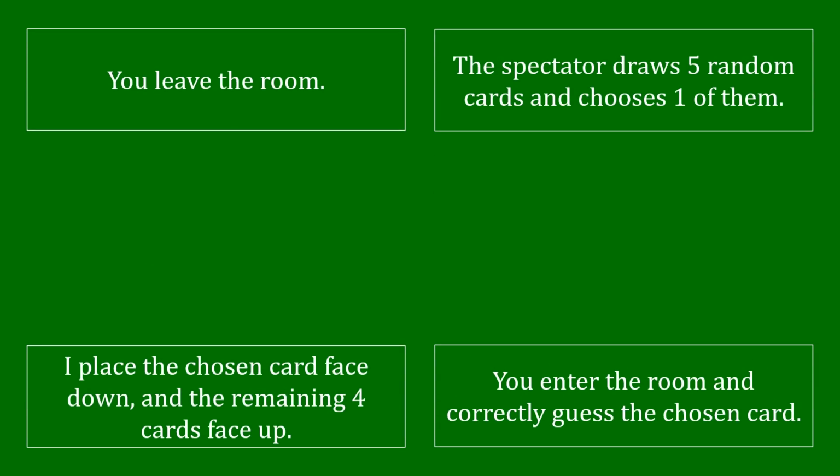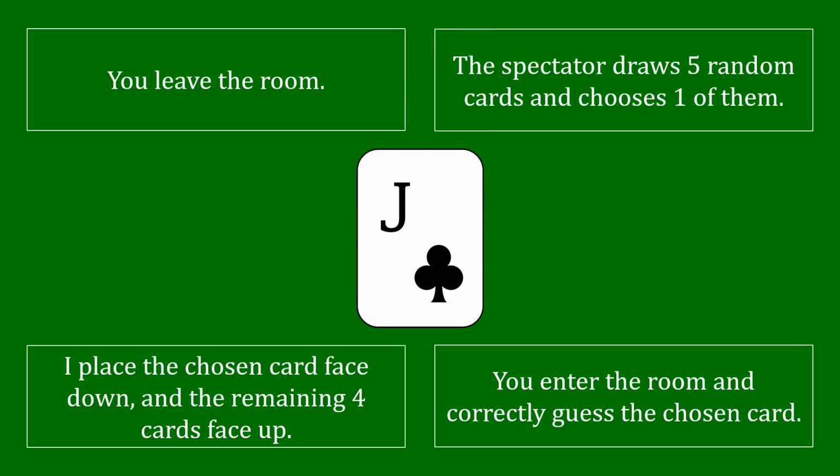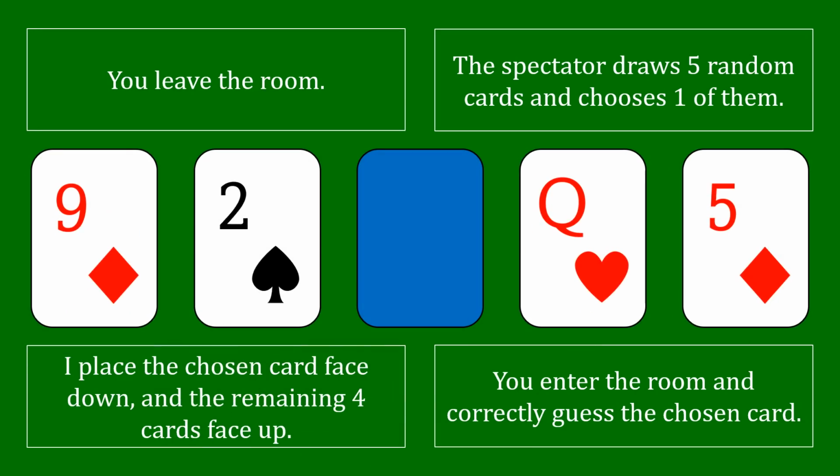Like I said, I initially thought this trick was impossible, so let me repeat it with an example. Again, you are the magician and you leave the room. The spectator draws 5 cards and chooses one of them. Let's assume it's the Jack of Clubs. I place the Jack of Clubs face down, and I place the other 4 cards face up. You enter the room, look at the cards, and correctly guess that the card that's face down is the Jack of Clubs.